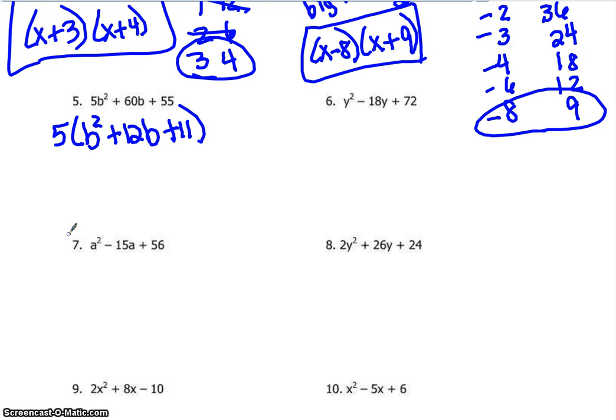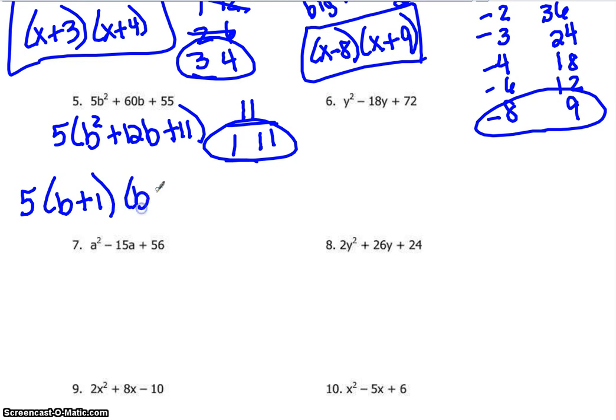So looking at what's in the parentheses, we're going to find the factors of the number at the end, which would be 11. Factors of 11 are 1 and 11, and that's it. Signs are the same. They're all positive. They got to equal 12. So bring your 5 down and just write it, and then it becomes b plus 1 and b plus 11. That is your answer.